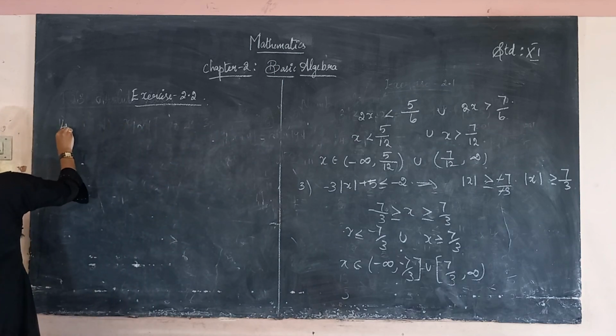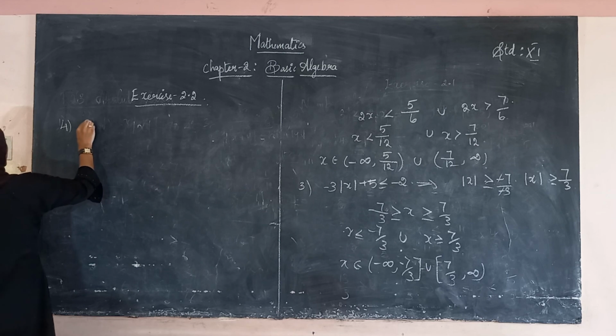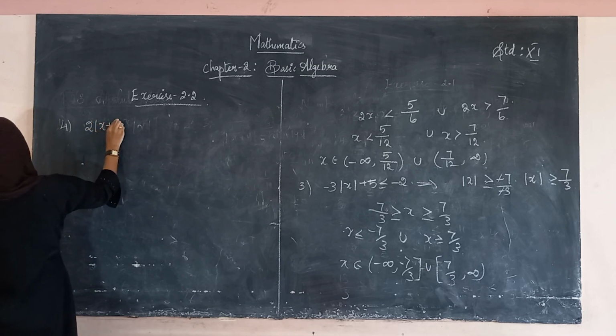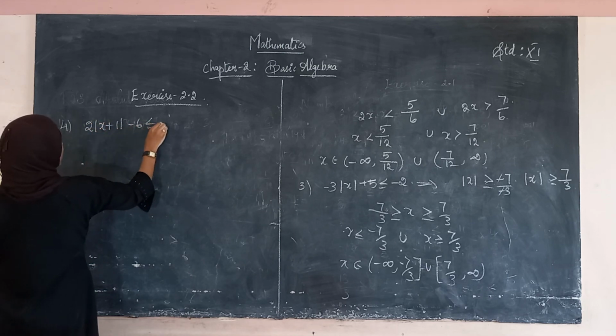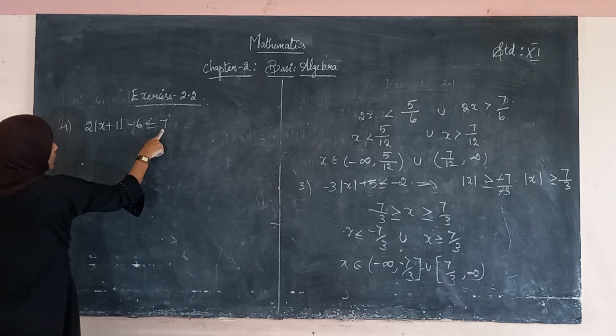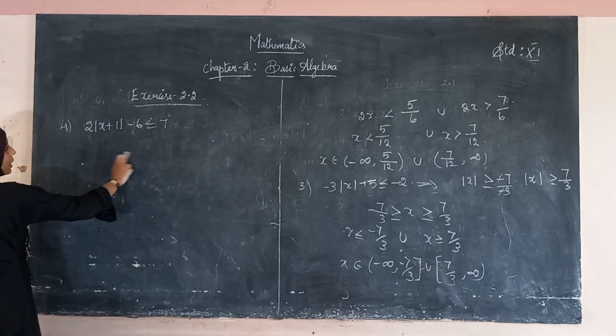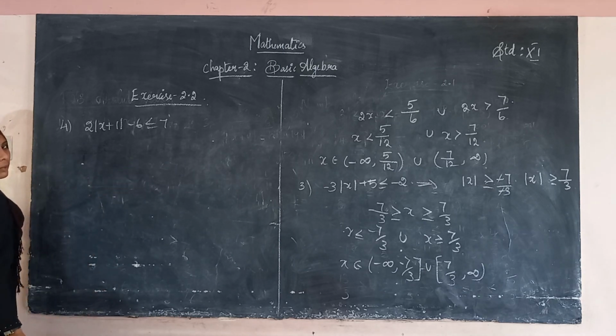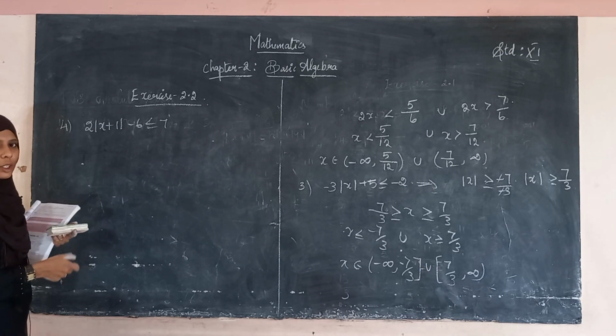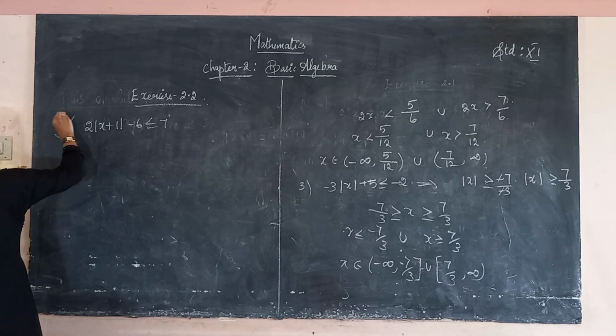So, the fourth one is the assignment for you. Solve for 2 into modulus of x plus 1 minus 6 less than or equal to 7. So, what you have to do? You have to bring this minus 6 to this side, it becomes plus 6, it is 13. Therefore, bring this 2 across, 13 divided by 2. Modulus of x plus 1 is less than or equal to 13 divided by 2, and take the modulus, you will be getting the answer. This is the assignment for you.